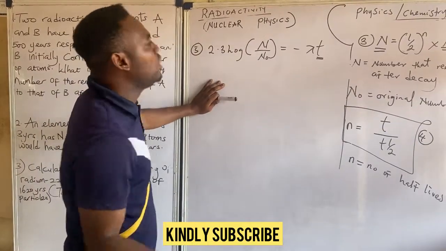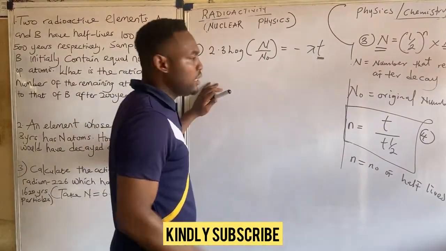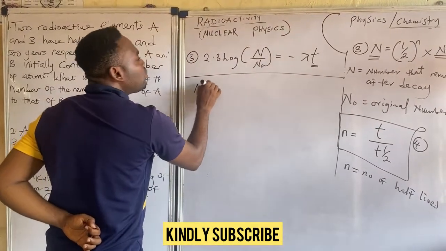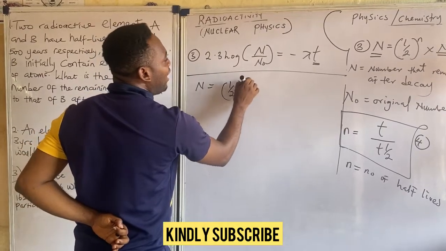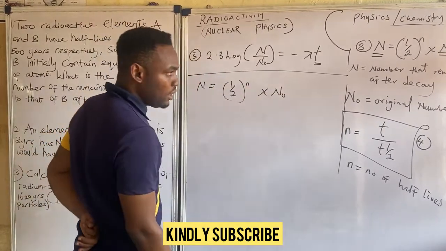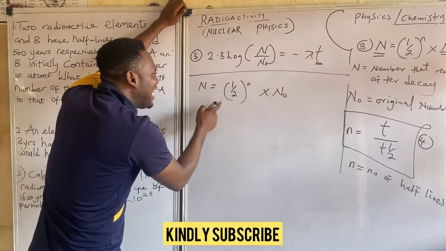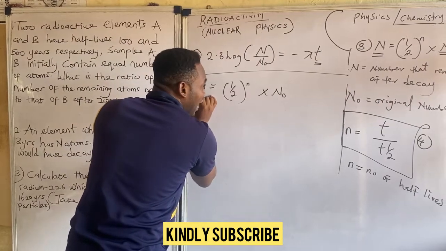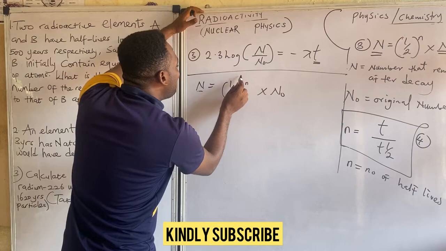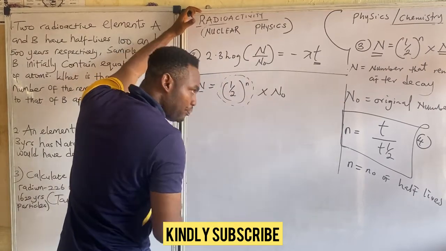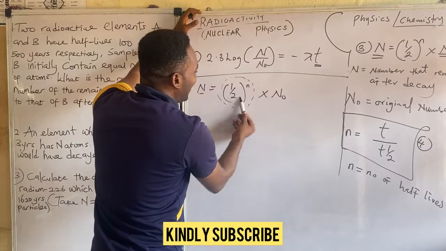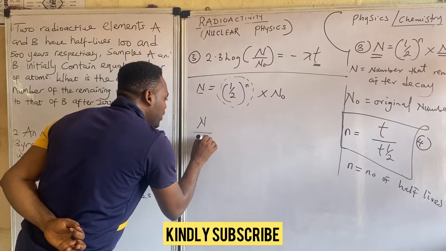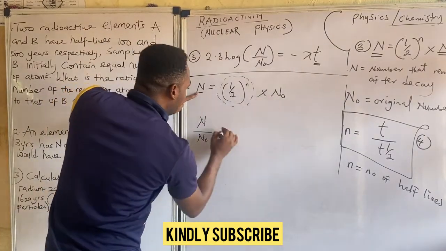But before I take Part 2, there is another formula I can get from formula 3. Let me do that very quickly here. I said in formula 3 that n is equal to 1 over 2 raised to the power n, multiplied by n naught. Now, I can remember in mathematics, if I want to get everything here, I can divide this side by this side. By so doing, n over n naught, I divided this side by this side, will be equal to what now?